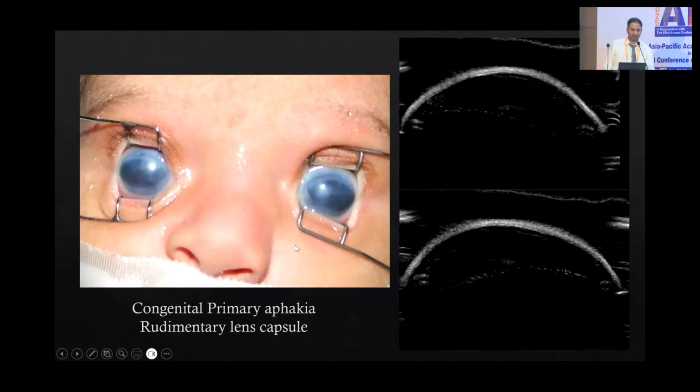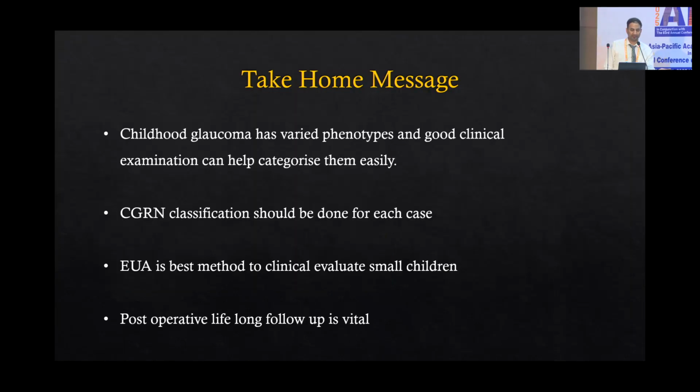So this is another case of congenital primary aphakia. Here we can see it is appearing white, but on UBM we can see there is no lens inside. These are cases of aphakia, and if we give them plus 10 diopter, the child can very well see. There is no glaucoma in these cases.